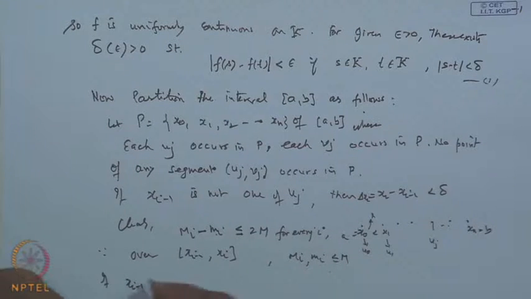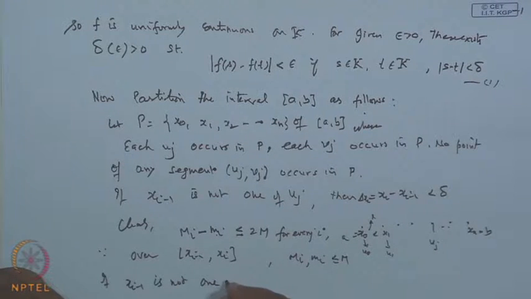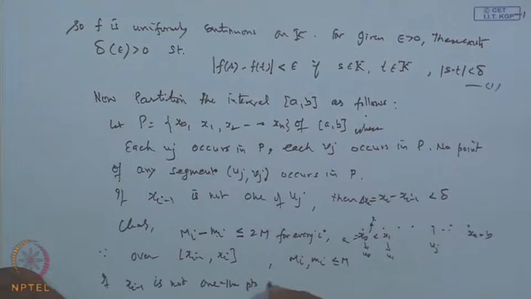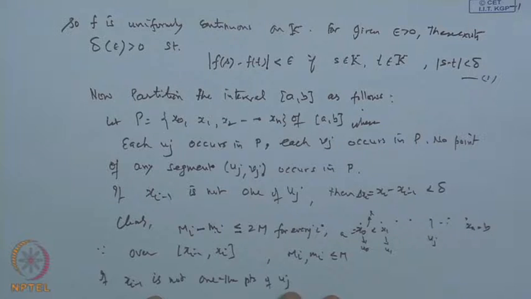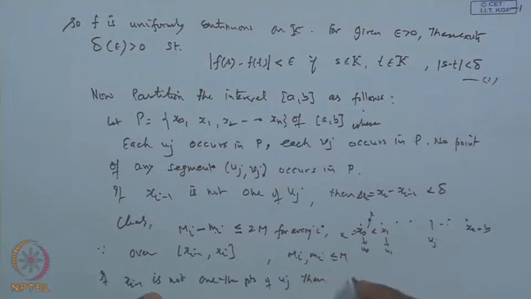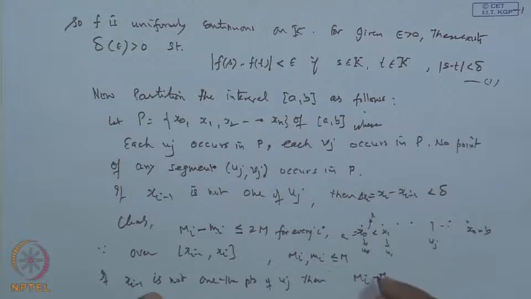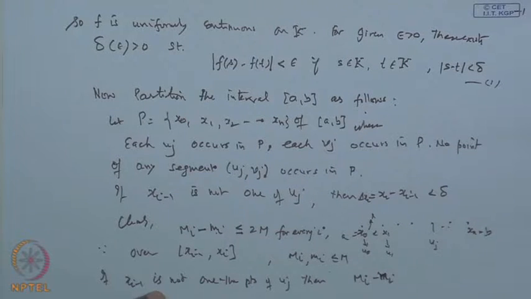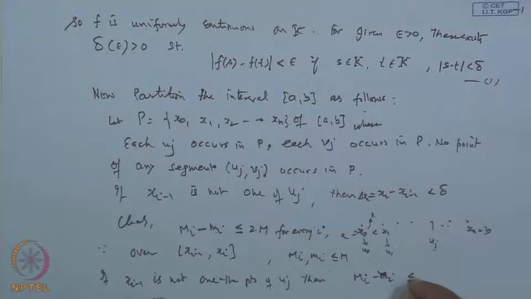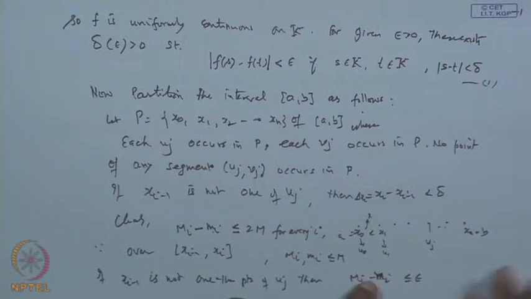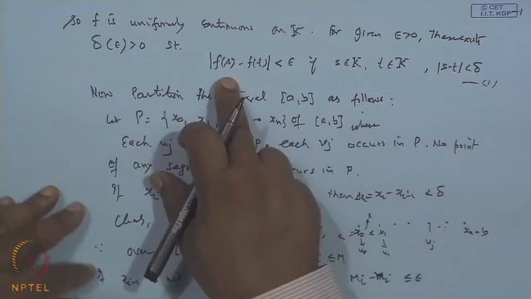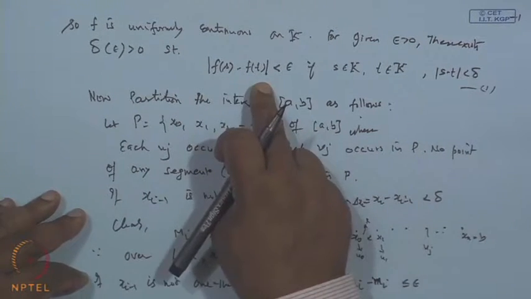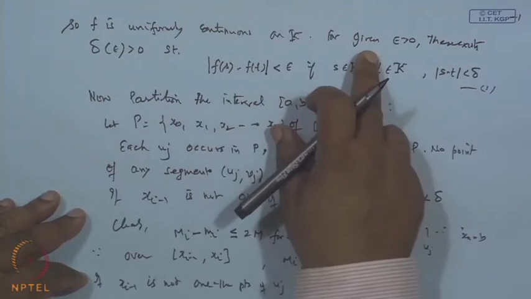if x_{i-1} is not one of the points of u_j, then the difference between M_i and small m_i can be made less than or equal to epsilon, because the function is continuous as well as uniformly continuous over the compact set K.